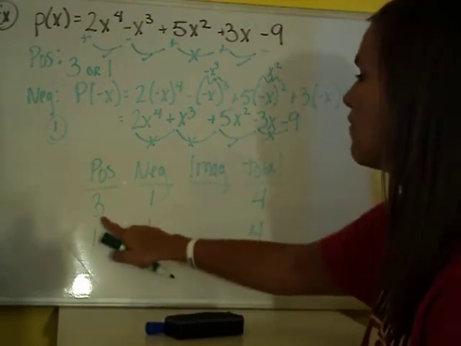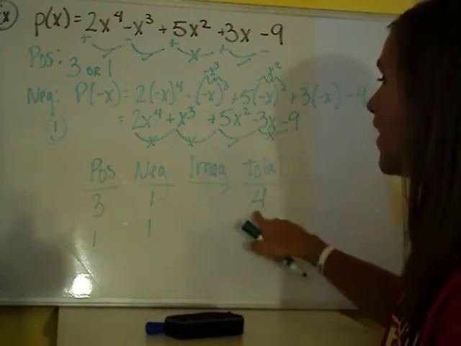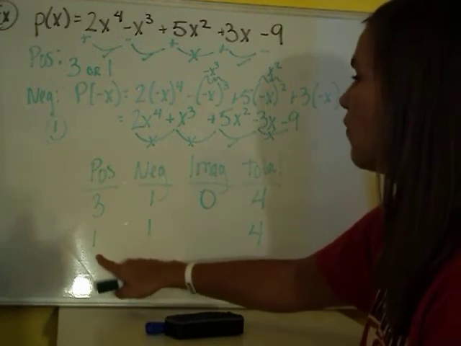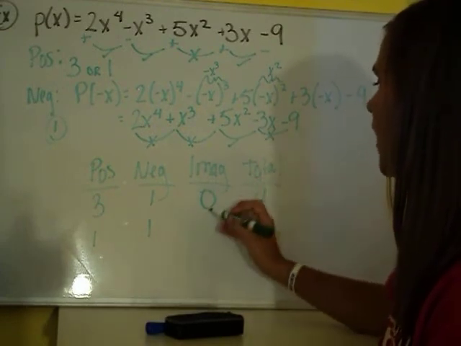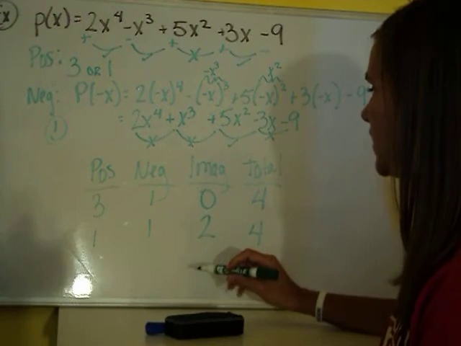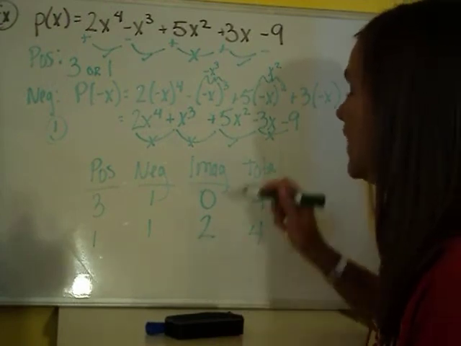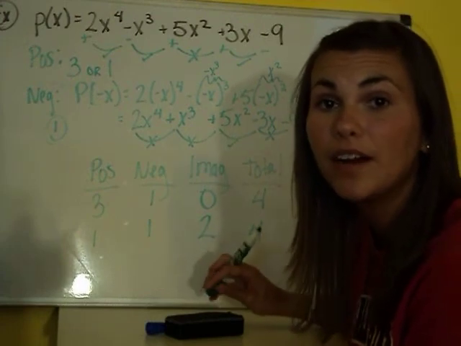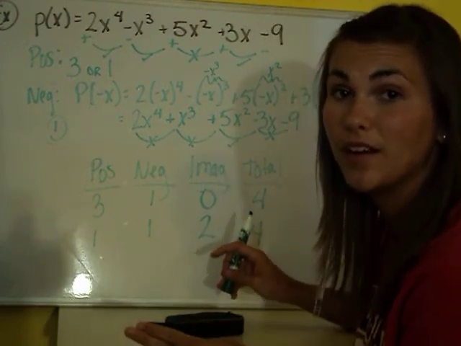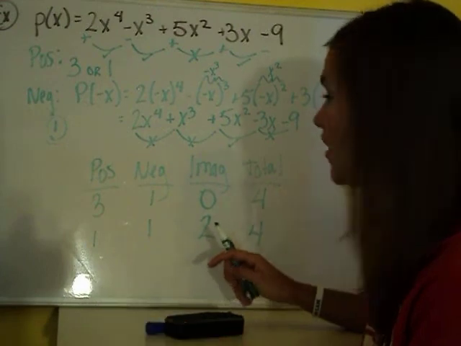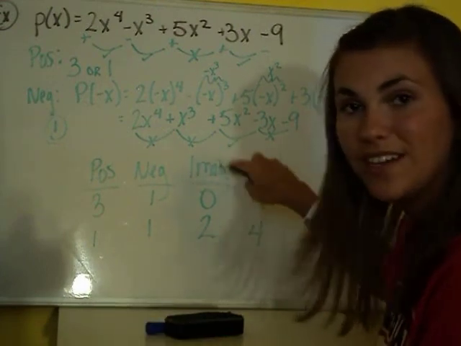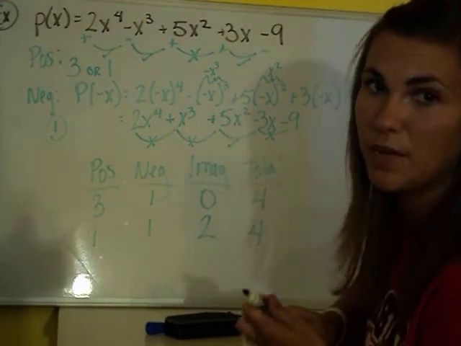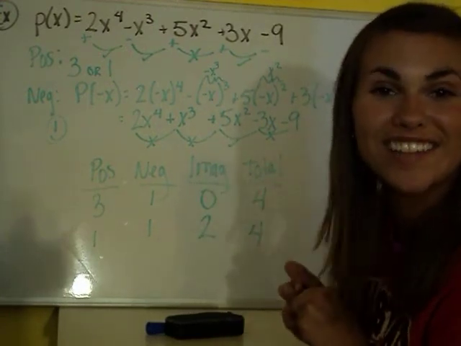Okay, so here if I have 3 positive and 1 negative, that means I already have 4 roots, so I don't need any imaginary. Here if I have 1 positive and 1 negative, that means I'm going to have 2 imaginary to make up the difference. Okay, keep in mind, in this imaginary column, it's going to have to be an even number, because imaginary numbers come in pairs, which are the conjugates. Okay, so if you have a 1 or a 3 sitting in your imaginary column, you did something wrong, because imaginary numbers always come in pairs. Those are the conjugates. Okay?